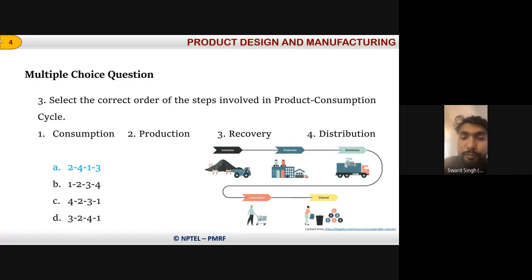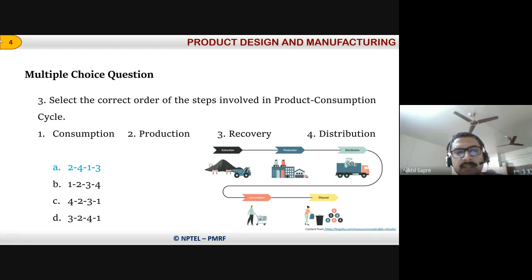So first of all, from the options we have to choose. The first step is production. Then from production we go to distribution. After distribution, we go for consumption, and after consumption, the recovery or recycling of the product.